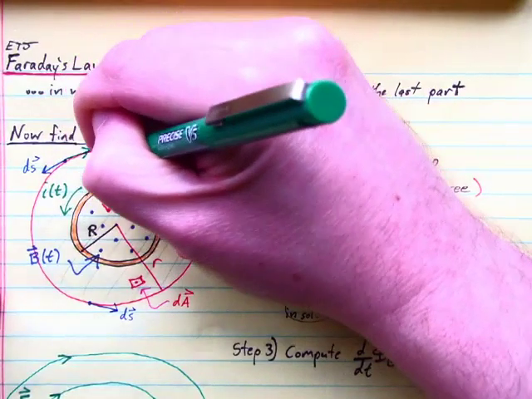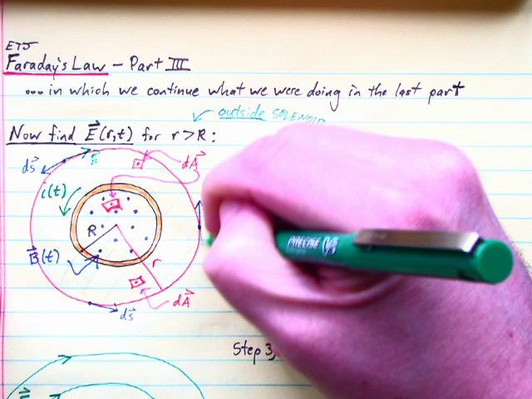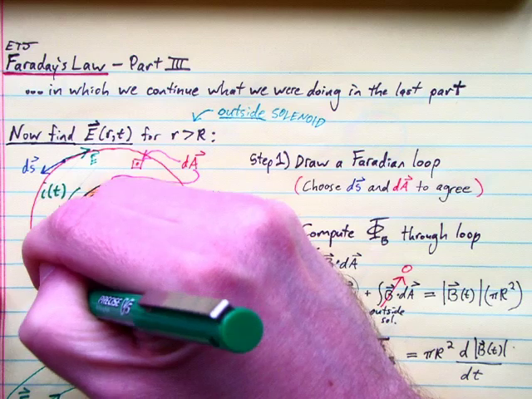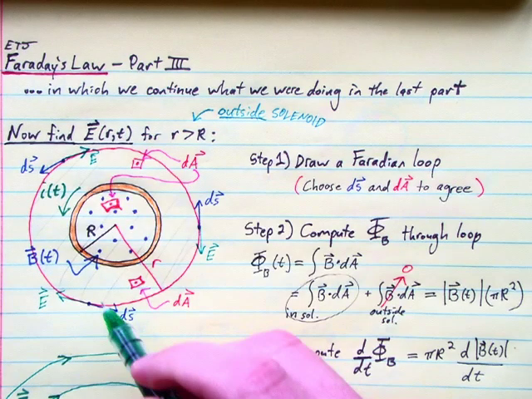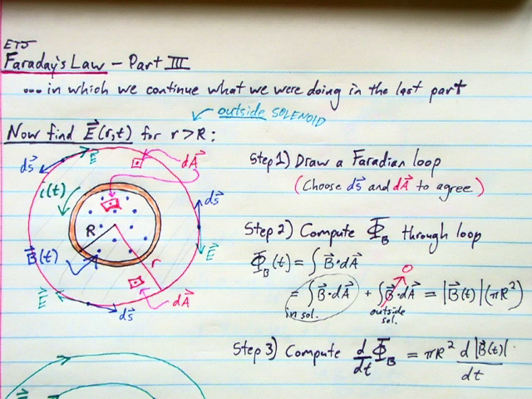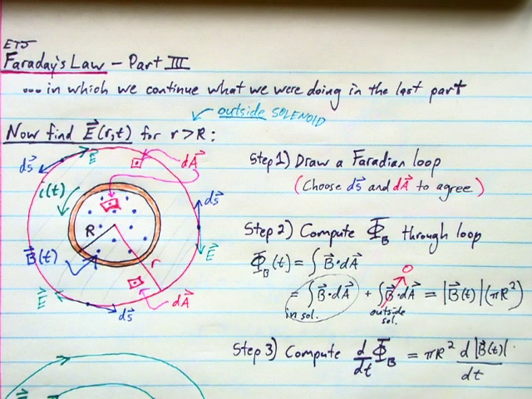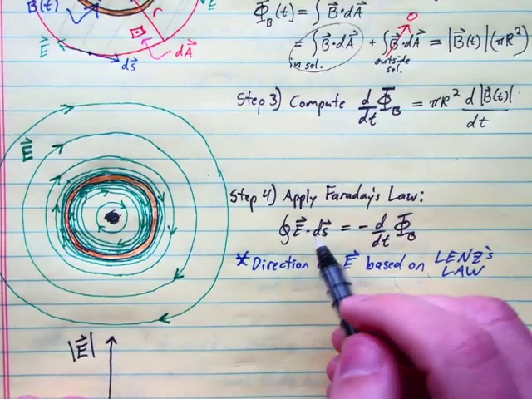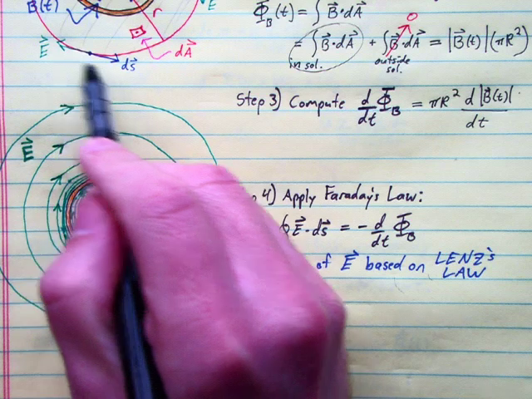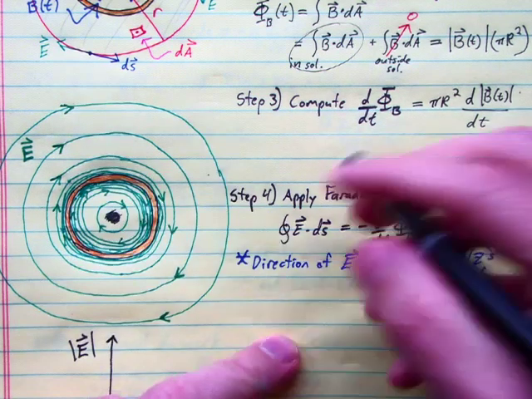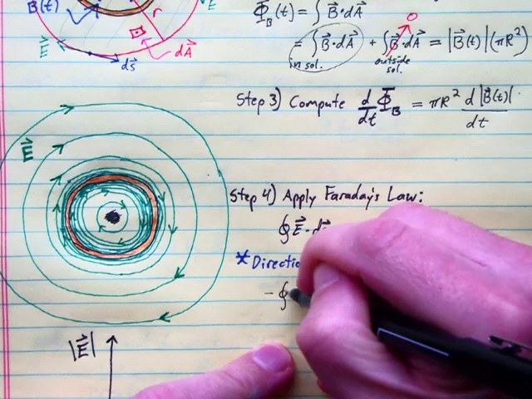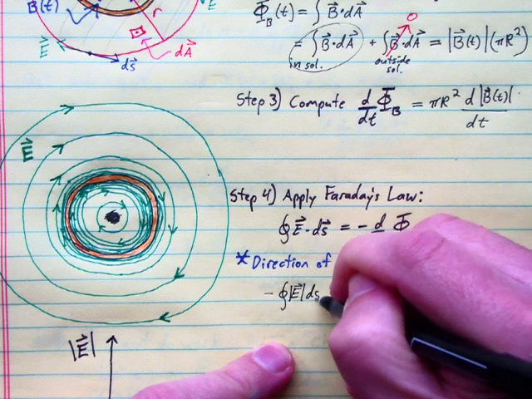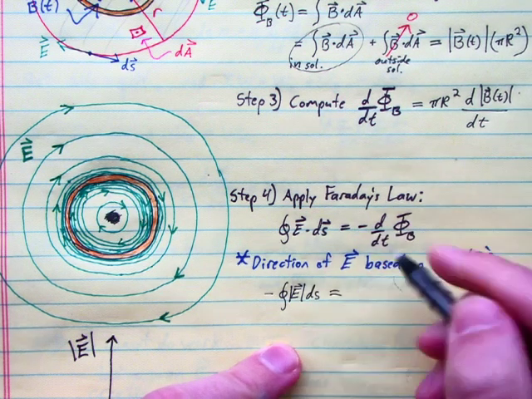So we can draw in clockwise E field vectors at all points on our Faradian loop, just like on the inside. Okay, so then E and ds are anti-parallel at all locations around that path. So we get a minus the closed path integral of the E field strength times ds equals this over here.